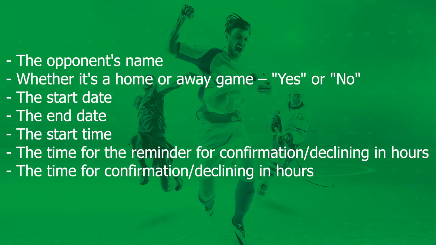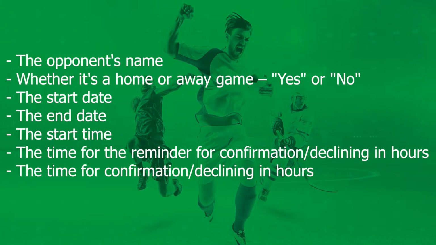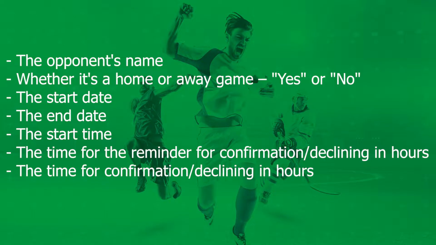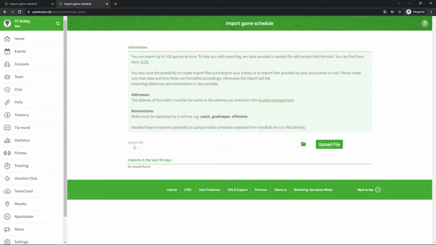for confirmation/declining in hours, the time for confirmation/declining in hours. If any of these items are missing from your file, you must adjust it so that all this information is included. If you're unsure how to format, for example, the date or time for a successful import, we've created a sample file for you here.